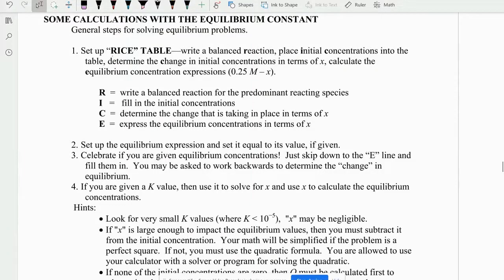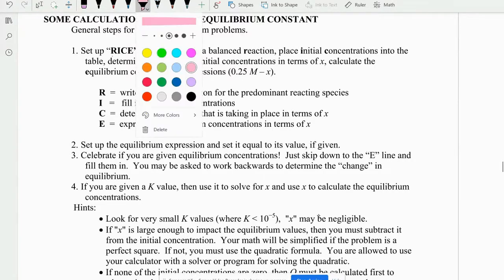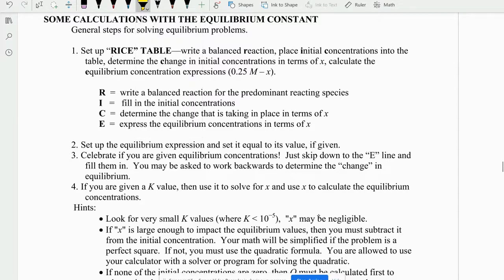We are at the top of page 7 in our equilibrium notes. And right now we're getting ready to do some complex equilibrium problems. But don't worry, we have a very helpful method that we're going to use that will allow us to go through this process. I have appropriately titled this section of our notes, Some Calculations with the Equilibrium Constant. So what we're going to do is set up these things called RICE tables.